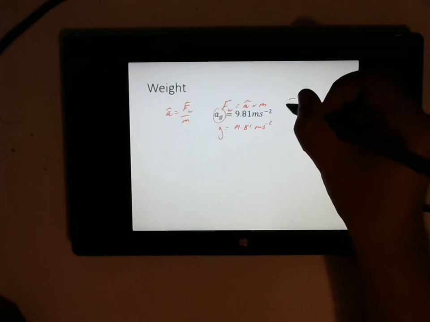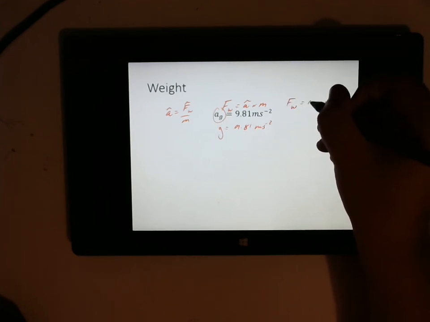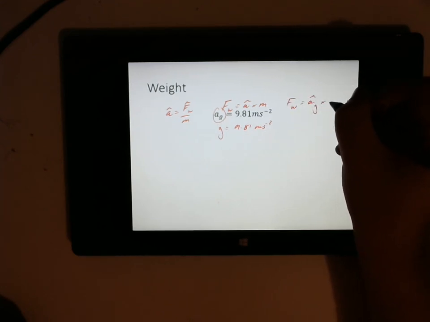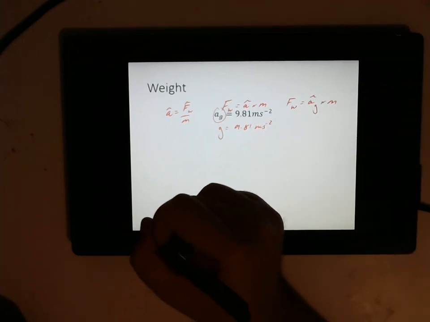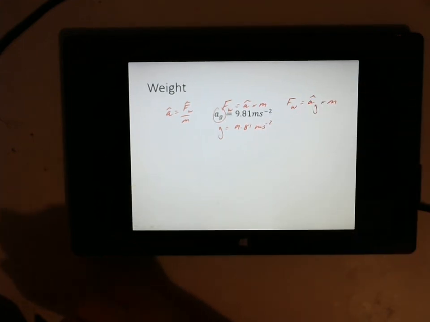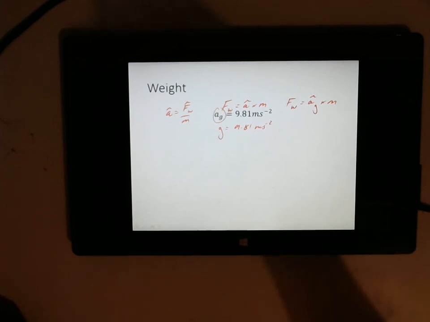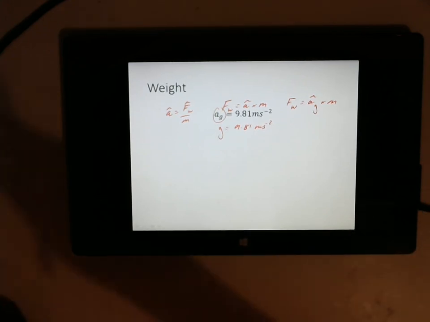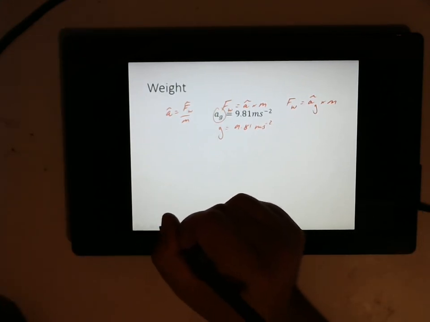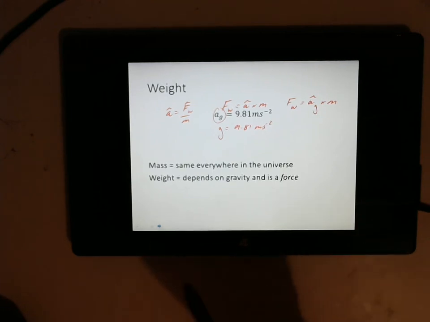Now, this means that the force of weight will equal the acceleration due to gravity times mass. So work out your actual weight. If you want to annoy your mother, work out her actual weight and tell her she weighs something like 700 newtons, and she will probably lose her head at you.